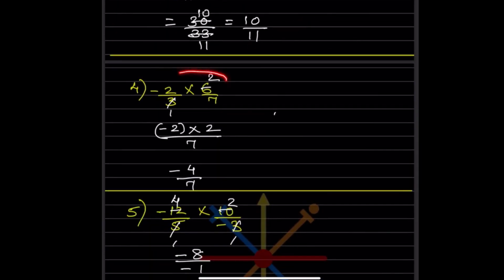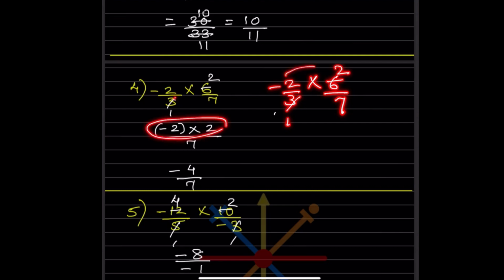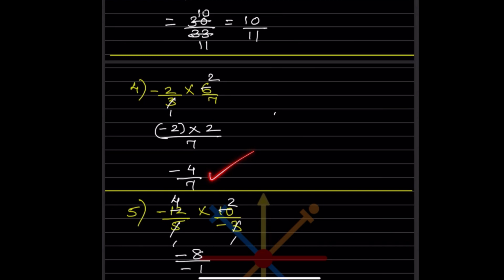Now here, this is actually the question: minus 2 by 3 into 6 by 7. You can write the same thing again, and later on you can cut it. So that is going to be minus 2 into 2 divided by 7. So that will be minus 4 by 7.